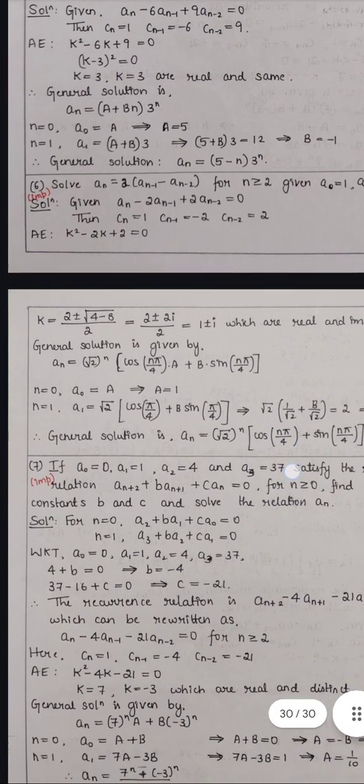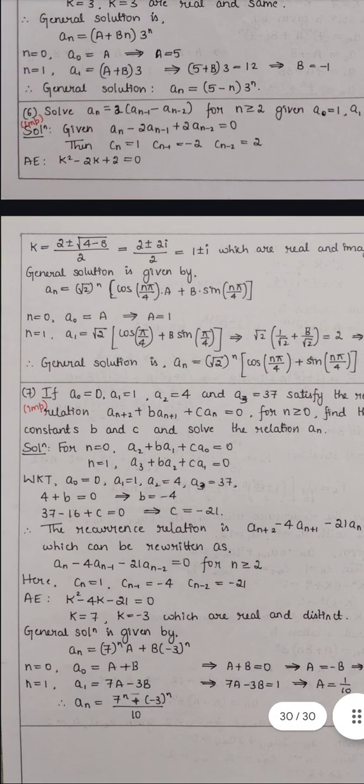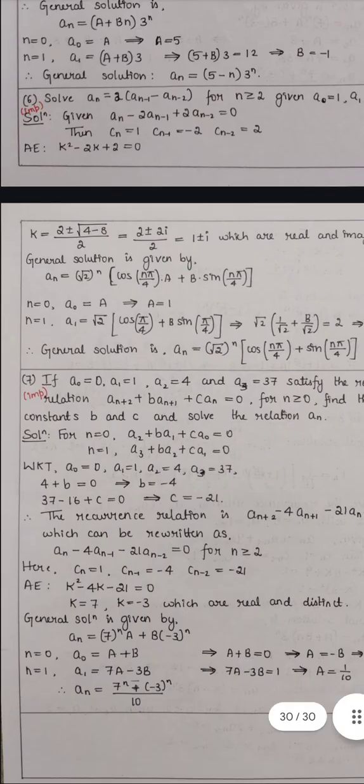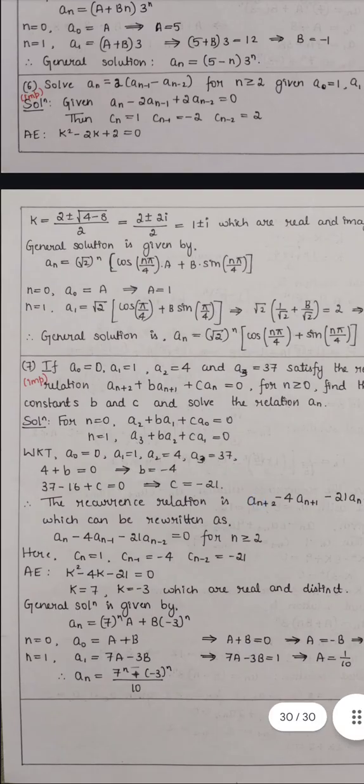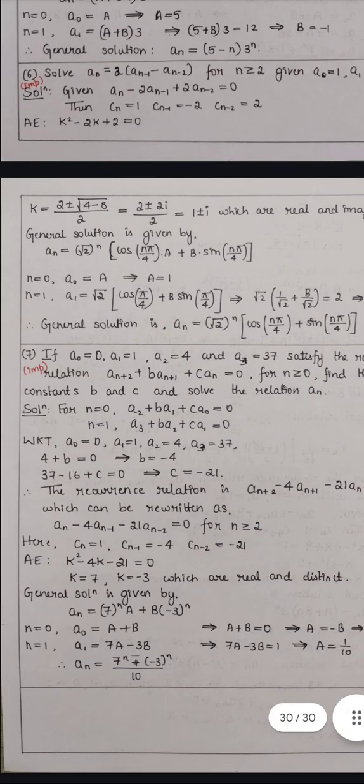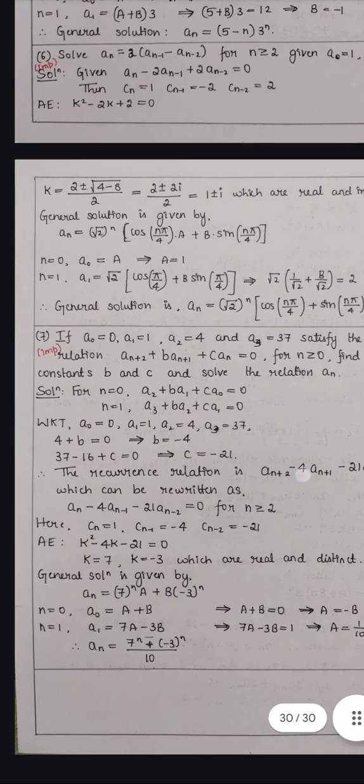Solve a_n equals to 2 into a_{n-1} minus 2 a_{n-2} for n greater than or equal to 2. Here we will get it as a_n minus 2 a_{n-1} plus 2 a_{n-2}. That is given as c_n is 1, c_{n-1} is minus 2, c_{n-2} is 2. Here we will get it as 2 plus or minus root 4 minus 8 by 2, that is 2 plus or minus 2i by 2. So 1 plus or minus i.